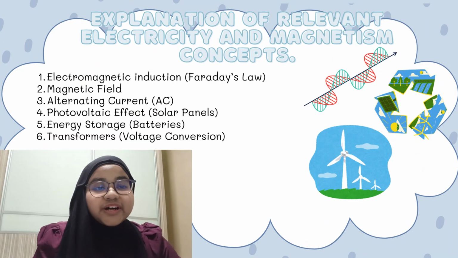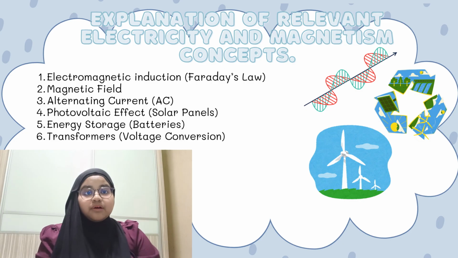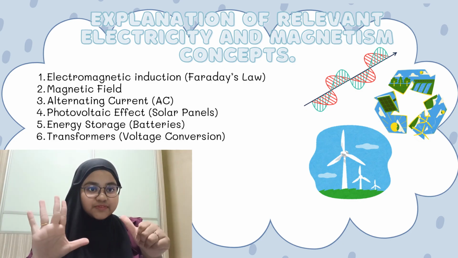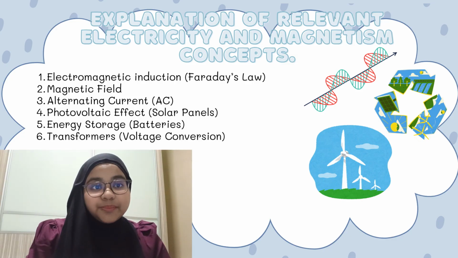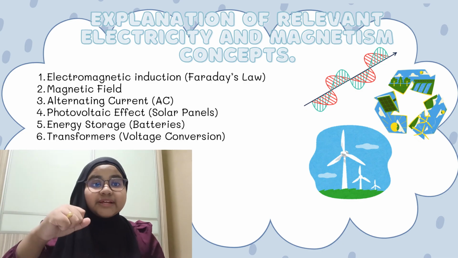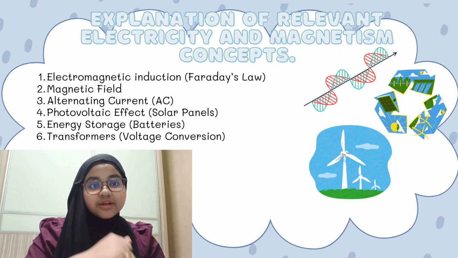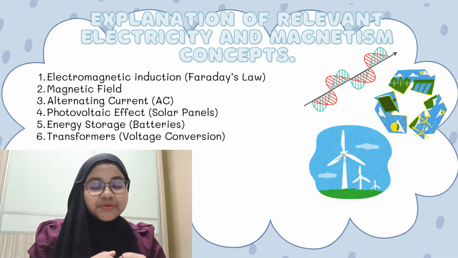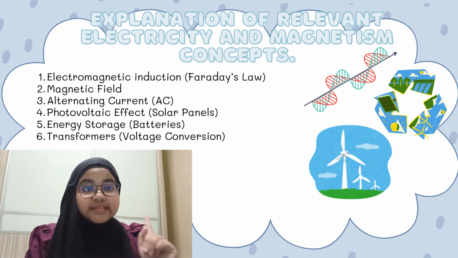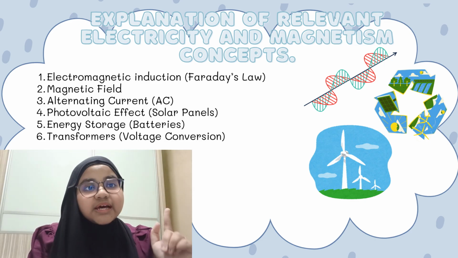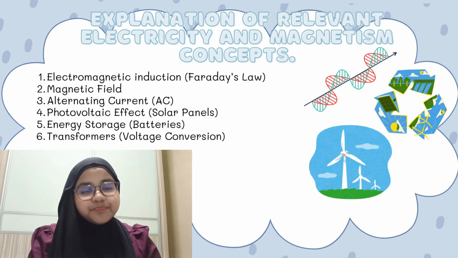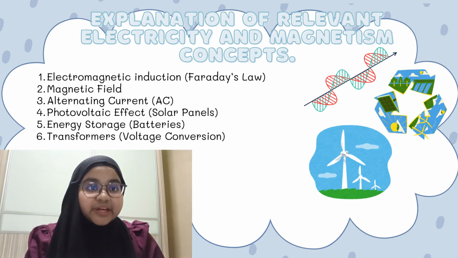So let's move on into the explanation of relevant electricity and magnetism concepts. We have six of them. The first one is electromagnetic induction, which is Faraday's law. We all know when a magnet moves near a coil of wire, it produces an electric current. Why does it matter? Almost all of these renewable energy generators, like wind turbines and hydroelectric generators, use this principle.